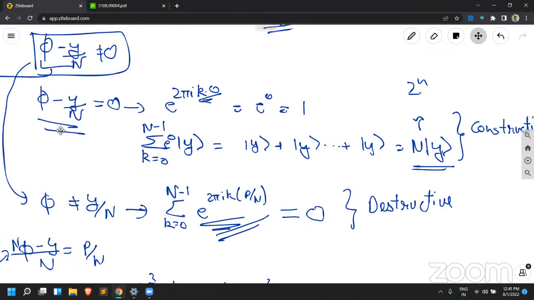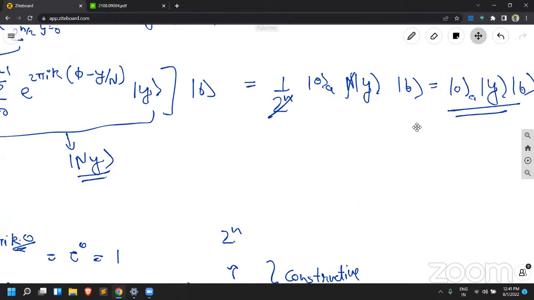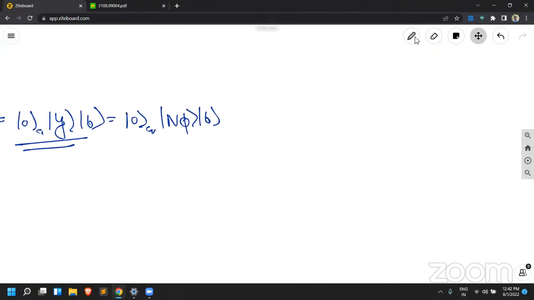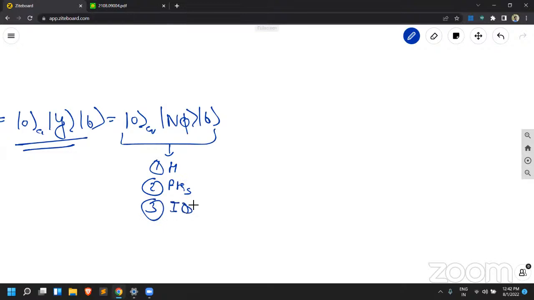Also, since we are using this condition phi minus y by n is equal to 0, we can also write that y is equal to n times phi, right? So we can replace y with n times phi, and b. This is the final state that we get after applying our Hadamard, phase kickback, PKs as I call it, then inverse quantum Fourier transform. This is the final state that we are getting.